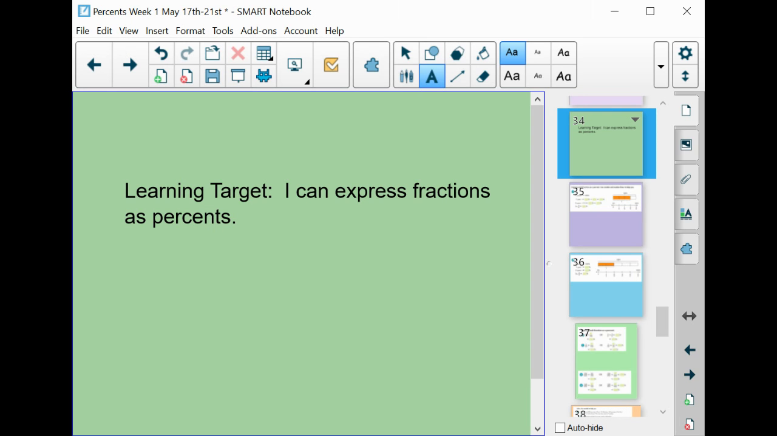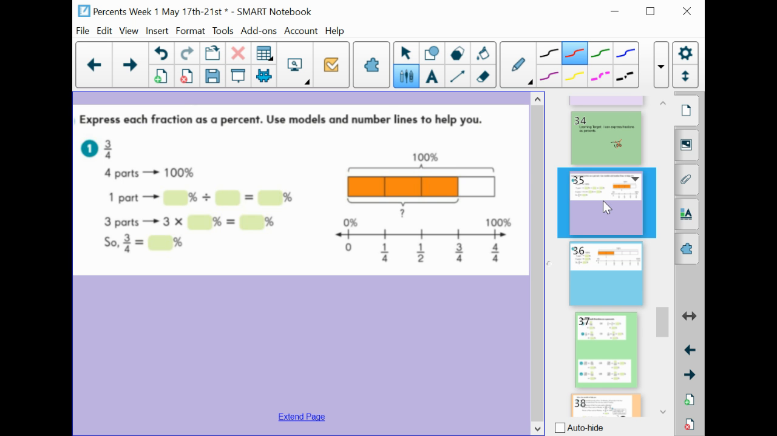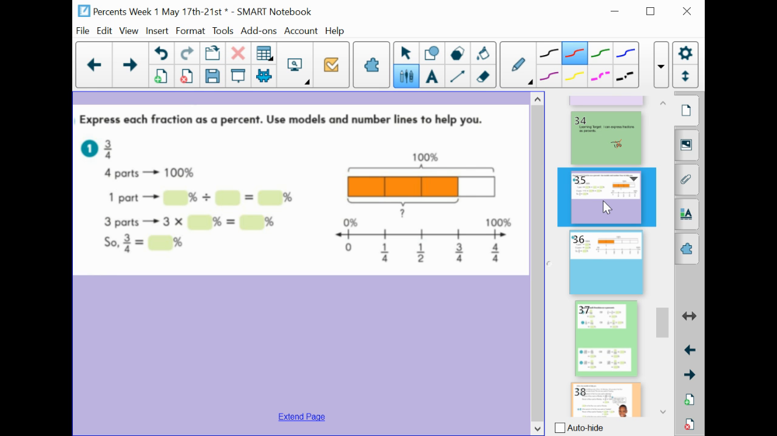Okay, today we are going to work on expressing fractions as percents. Now we have already done this with fractions that have a denominator of 100. Today you are going to see some fractions that do not have a denominator of 100, and we're going to use models to help us with this.